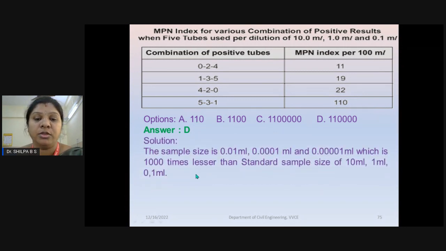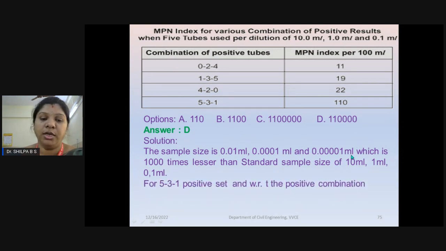How do we calculate this? We have taken the sample sizes 0.01, 0.001, 0.0001, which are 1000 times lesser than the standard sample sizes. The standard sample sizes are 10, 1 and 0.1. But here the results we got are for 0.01, 0.001 and 0.0001. Based on that, from this test's MPN index, we got the value as 110. So 110 we need to multiply by 1000, so we get the value as 110,000 for this combination.